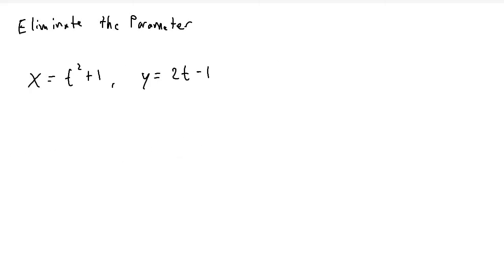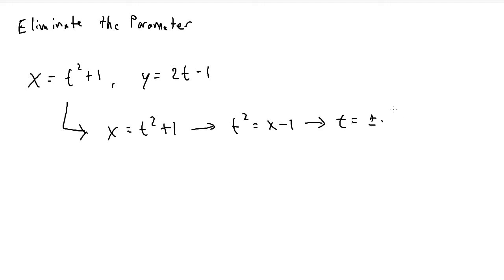Now I'm trying to eliminate the parameter for x equals t squared plus 1 and y equals 2t minus 1. With both of these you can pretty easily isolate t, but since we did y last time, let's just do x. If x is equal to t squared plus 1, then t squared, I can just subtract the 1 over, is going to equal x minus 1. Then t is going to equal, we can take the square root, and remember it's going to be plus or minus the square root of x minus 1, since we had to take the square root of it.